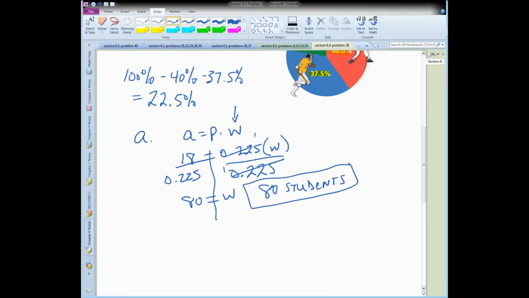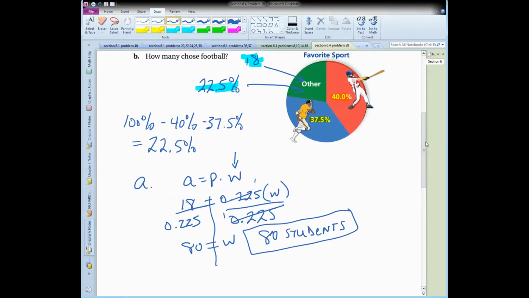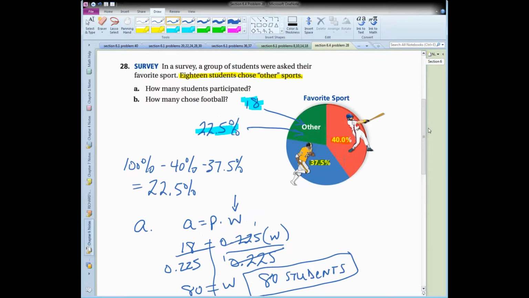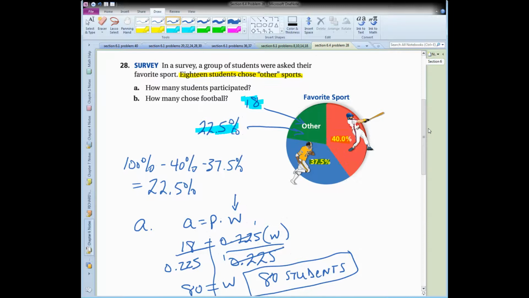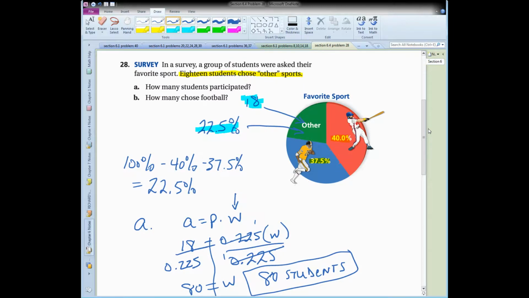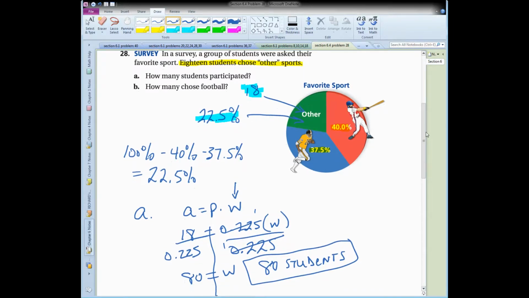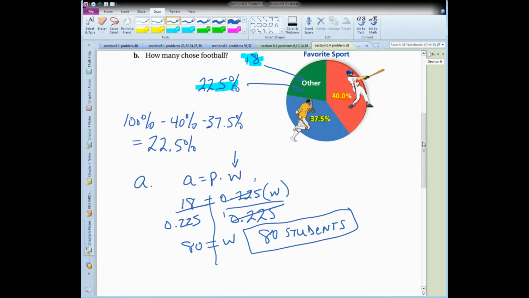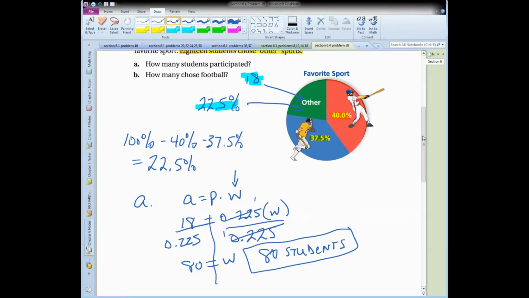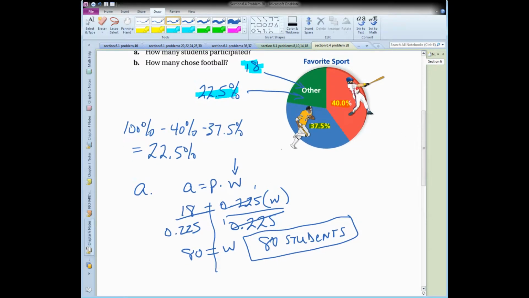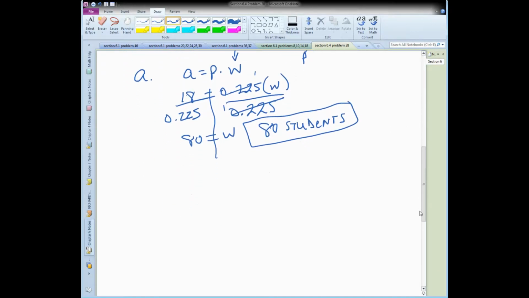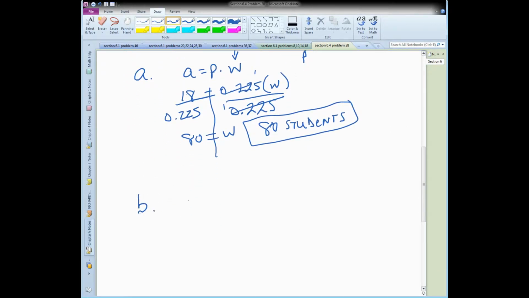80 students total, 18 have their favorite sport as something other than America's pastime, which is fine. They're allowed to do that. And then let's see, how many chose football? Well, I know the percent that chose football, that would be P. I know the whole, so I should be able to find the part. Let me write down the formula.